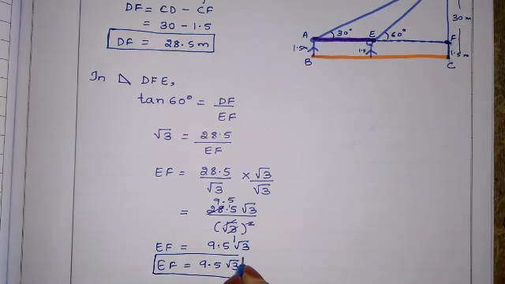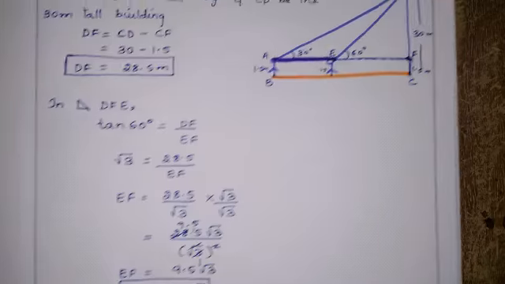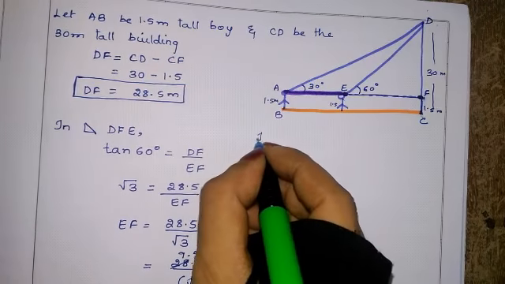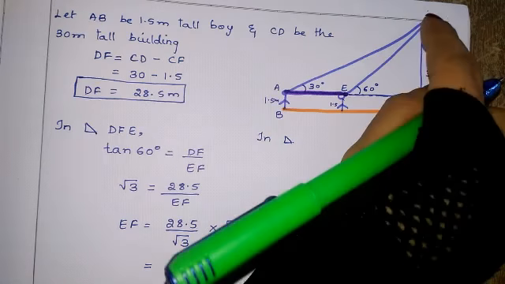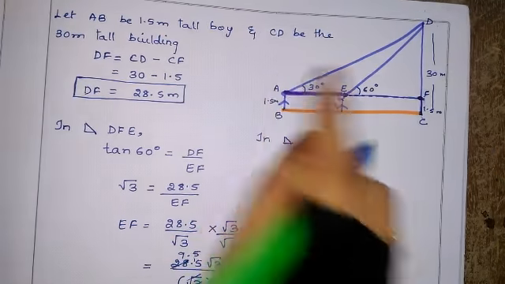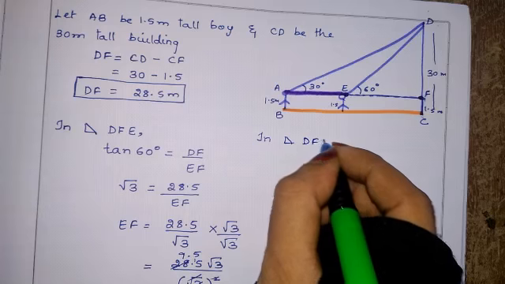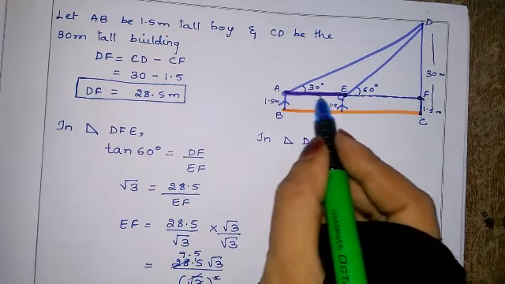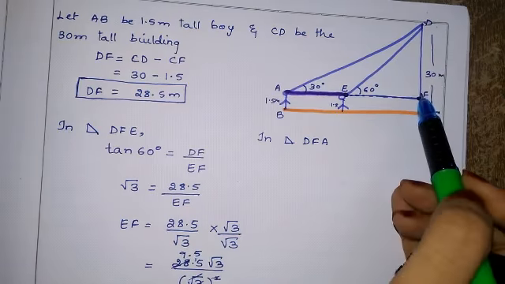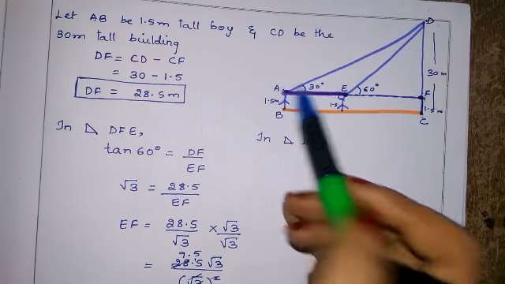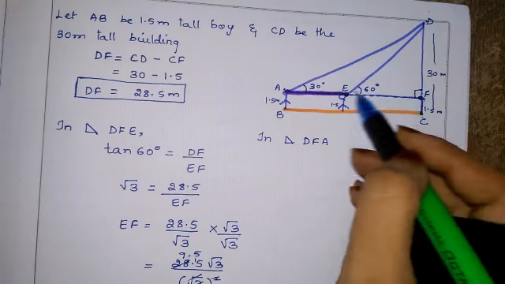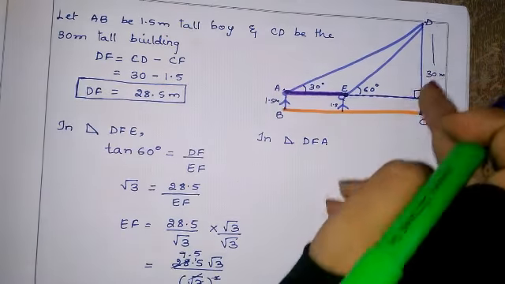So now let us take the full triangle DFA. Our focus should be on AE. We need AE to find out, right? In triangle DFA. Why am I taking this only? Because we have only two right angle triangles. One, this small DFE, we found.